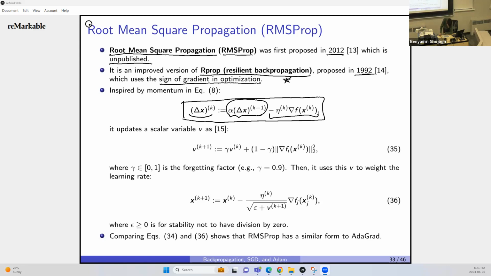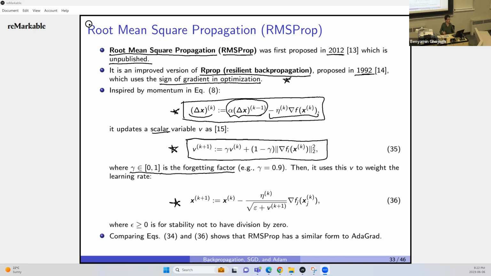Now it updates a scalar variable. What is inspired by this? RMSProp does that. Equation 35 and 36 together. RMSProp defines a new variable named v, and it is a scalar. V is also updated at every iteration. V of k plus 1 is gamma v k plus 1 minus gamma times the squared L2 norm of the gradient of f i at x i k. So take the gradient for the ith point, take its squared L2 norm and put it in this update, and you update v. Gamma is some scalar between 0 and 1. It's called the forgetting factor, and it's usually set to 0.9, for example.